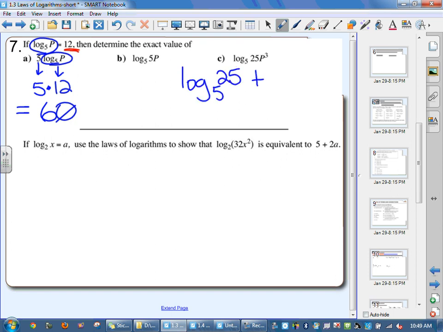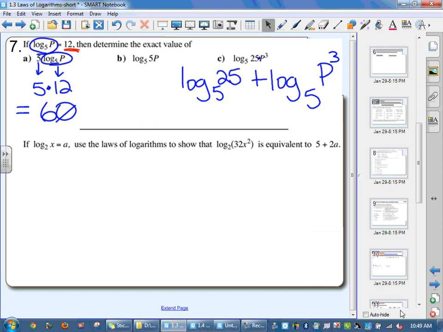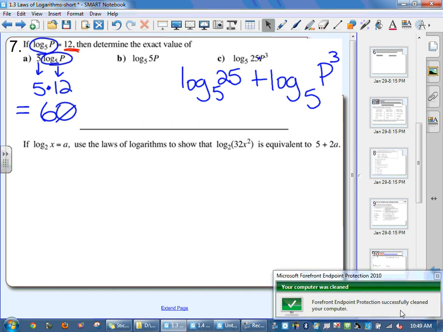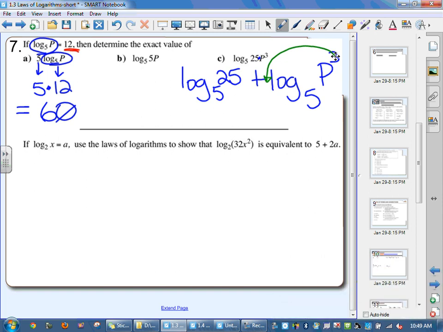Okay? Now I'm going to take off the exponent 3, and I'm going to put it in front of my log where it belongs. So the 3 belongs out front here, and I'm going to solve the left-hand side. The left-hand side of my expression, I can simplify to log base 5 of 5 squared, because 25 becomes 5 squared, plus 3 times log base 5 of p.